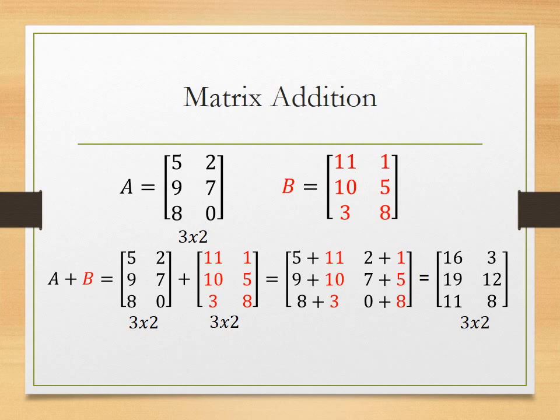The second row, first column is 9 for A, and second row, first column is 10 for B. Resulting matrix is 9 plus 10. All right, so we add matrix A plus matrix B. We add each element together, and we have a resulting matrix 16, 3, 9, 12, 11, 8. Another thing to notice, again, just like with the scalar multiplication, both original matrices are 3 by 2. The resulting matrix will also be 3 by 2, so the dimensions will be the same.